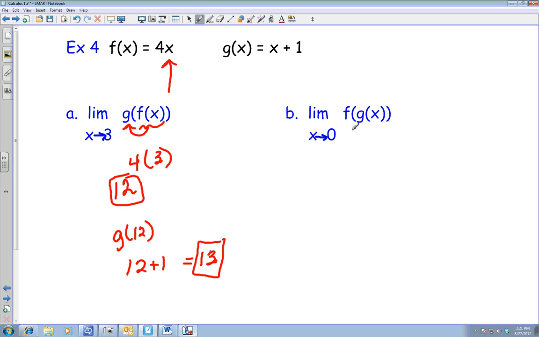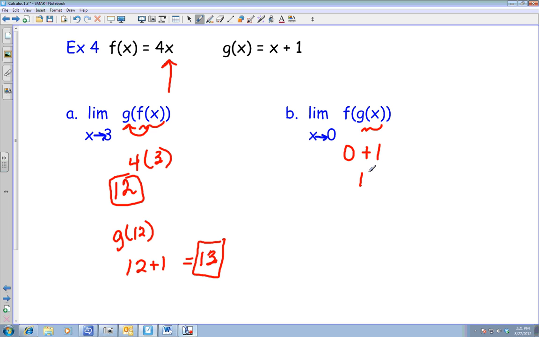Okay, let's do another one. Again, I'm going to find the limit as x approaches 0 of f of g of x. So I always start with the inside function. I'm going to start with my g of x and find the limit as x approaches 0. So I'm going to go to my g of x equation, use direct substitution. So that part of my answer is 1.